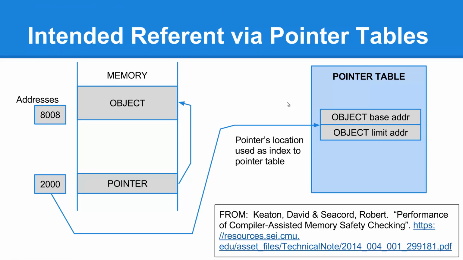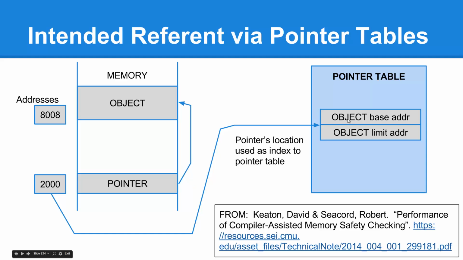Now, intended referent validation via pointer tables works very similar to object table. It uses the pointer's location as an index to the pointer table. And this is on a per pointer basis. So whenever pointers are created, they are registered with this pointer table. And so the location of the pointer, again, is the lookup key in this pointer table. Not anything stored in the pointer. Doesn't care what the pointer points to at all, ever.